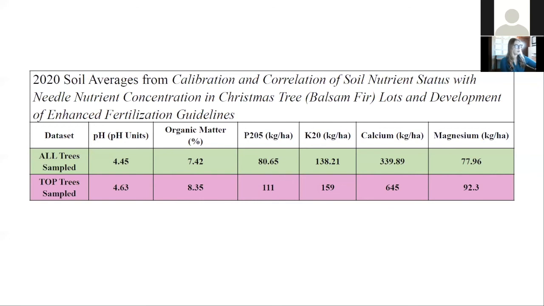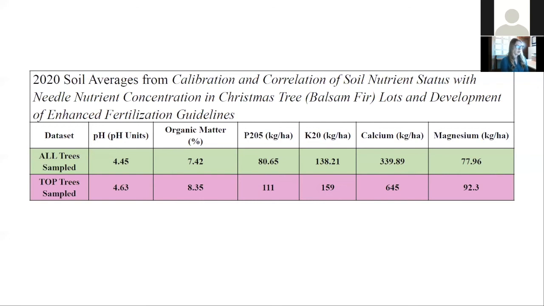Our phosphorus levels are quite a bit higher. So we're about 30 points higher here, kilograms per hectare. In your overall tree averages for all the province of Nova Scotia, you're around 80. In your top 2% of trees, you're over 110. Similar for your potassium, our average across Nova Scotia is about 138. But if you look at our top trees, it's slightly higher, approaching 160.